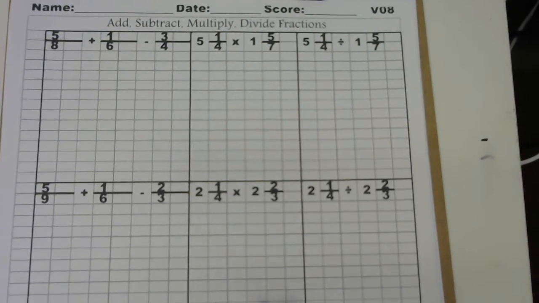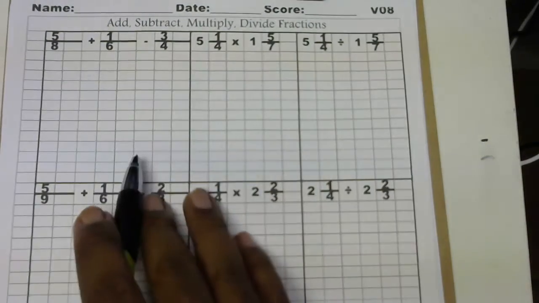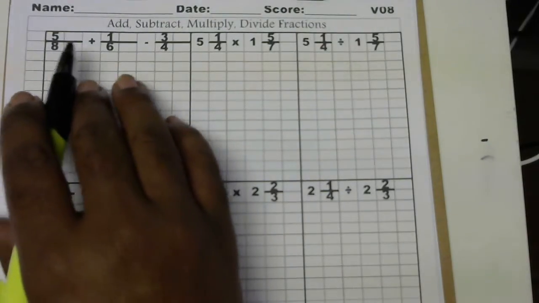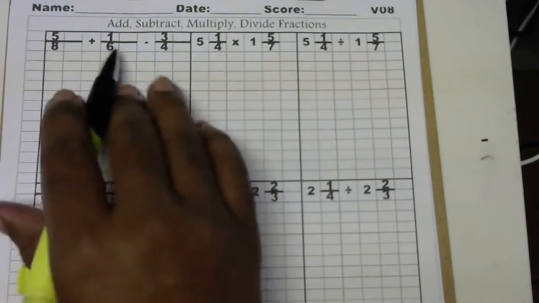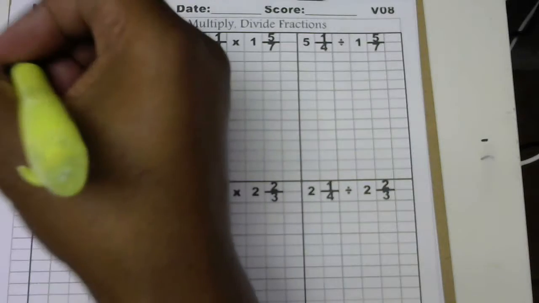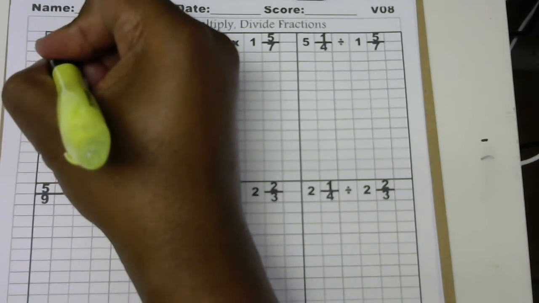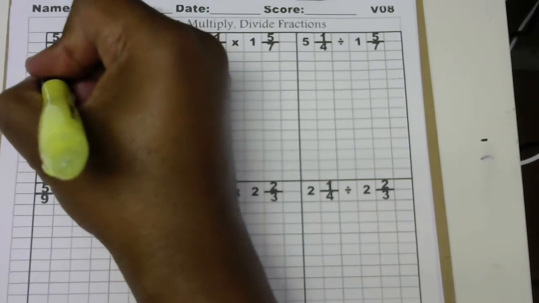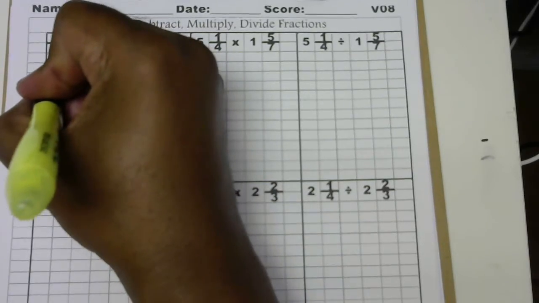Okay, adding, subtracting, multiplying, dividing fractions. We have adding and subtracting fractions here with different denominators. So we're going to find the common denominator. So the 8 times tables will be 8, 16, 24, and 32.